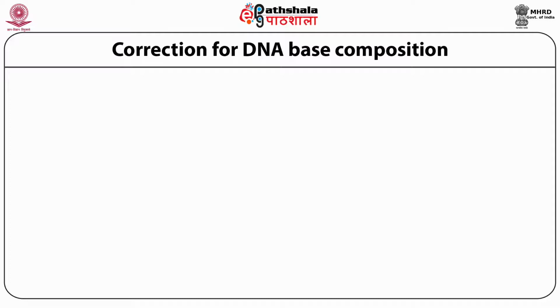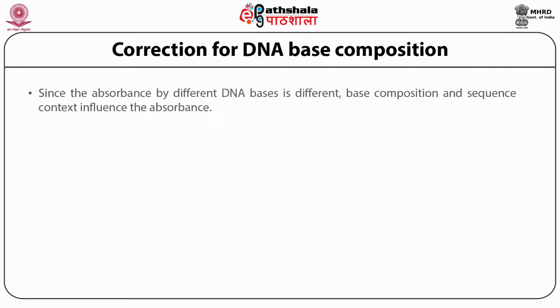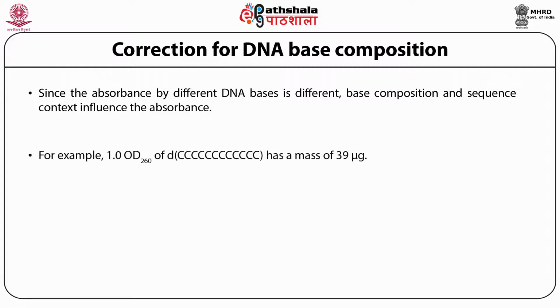We have to do correction for DNA base composition. Since the absorbance by different DNA bases is different, base composition and sequence context influence the absorbance. Thus, for example, 1.0 OD at 260 nanometer for d(CCCCCCC) has a mass of 39 micrograms, whereas 1.0 OD at 260 for another sequence of d(AAAAAAA) has a mass of 25 microgram.